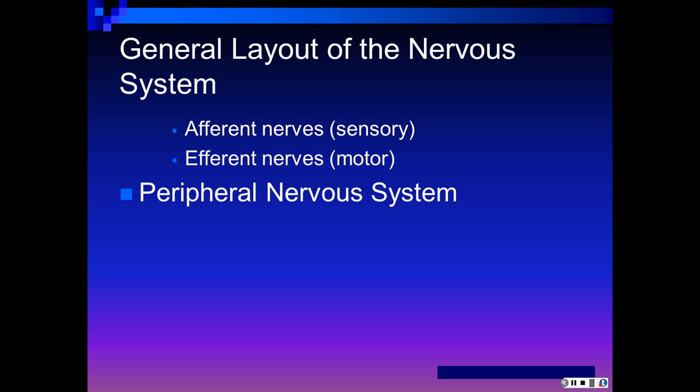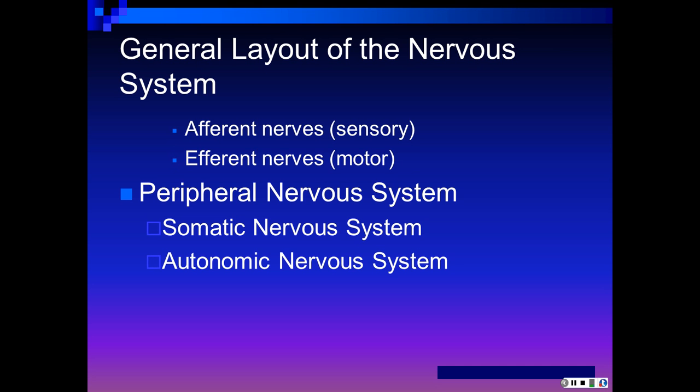Peripheral nervous system, everything outside the CNS, has some subdivisions, the somatic nervous system and the autonomic. Somatic is that under voluntary control. That's our sensation and movement system. The autonomic is not generally under voluntary control.